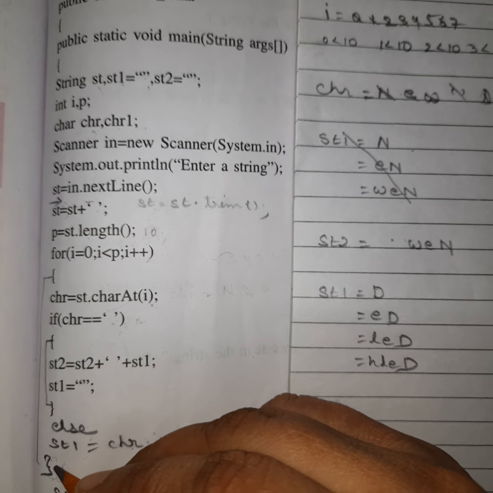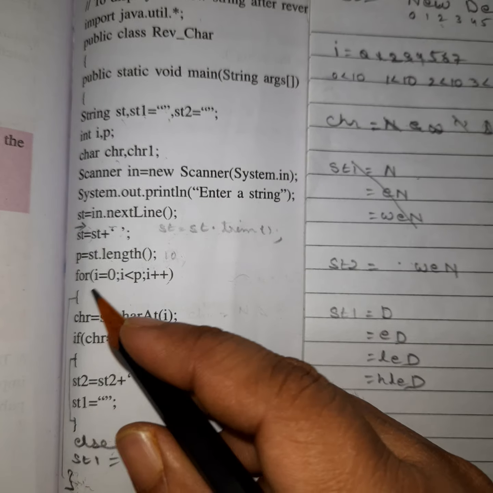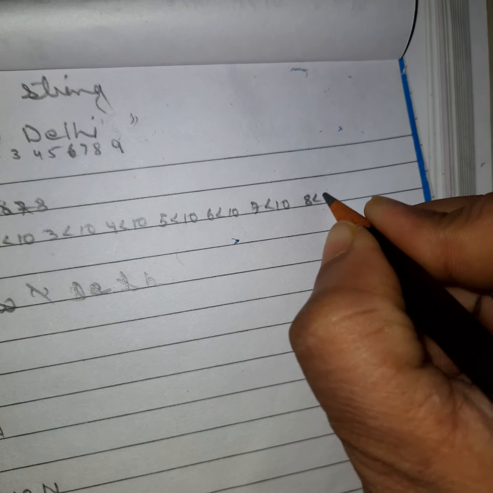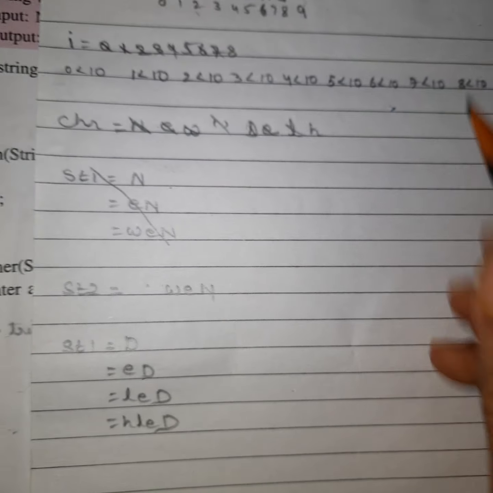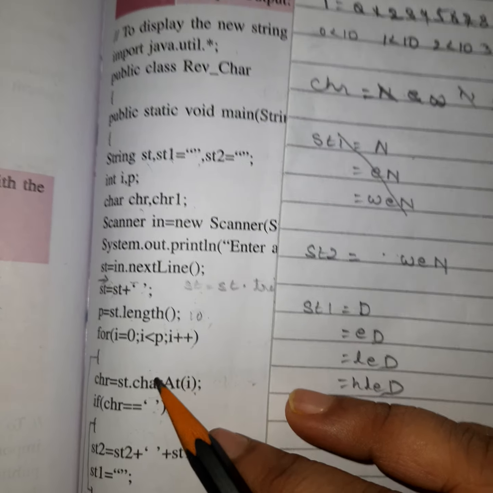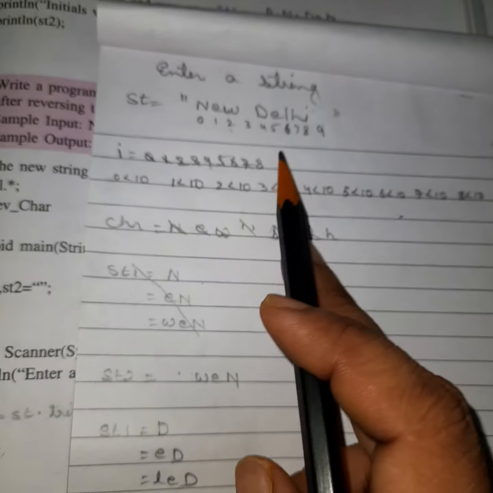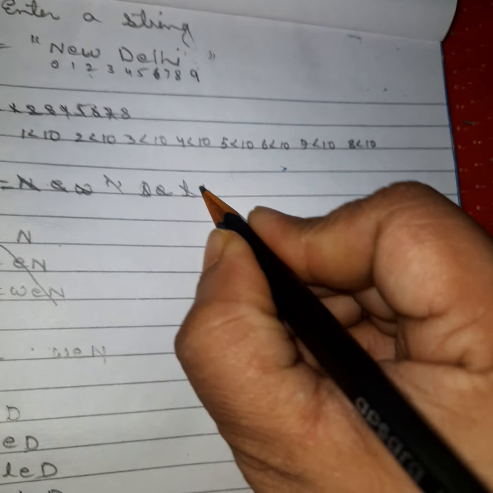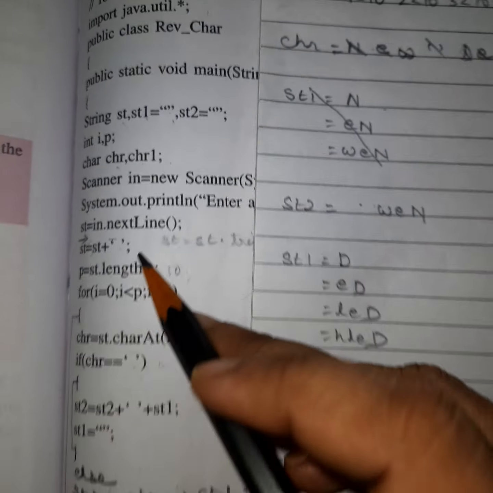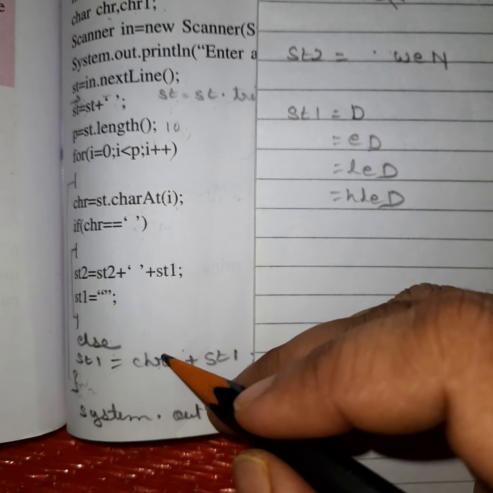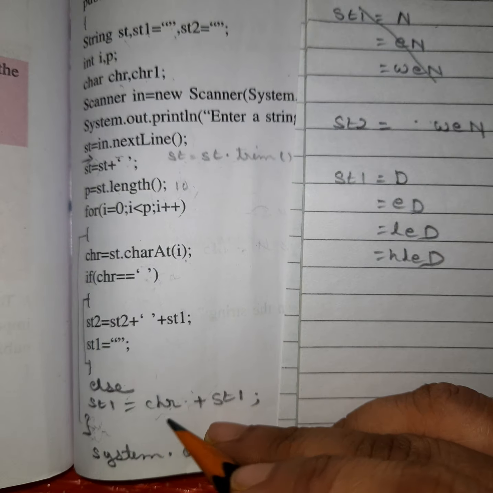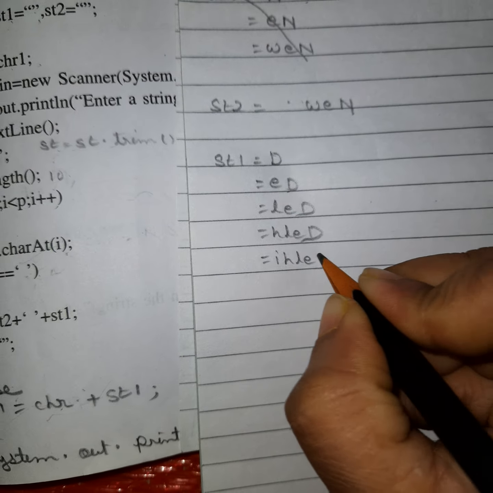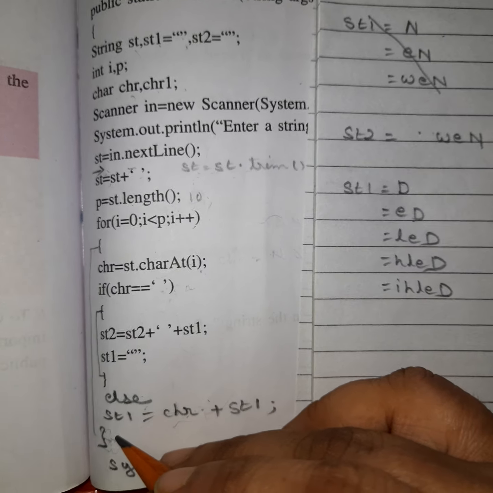Now again it will come here. Now I is 8. 8 is less than 10, condition true. So it will come to character at 8th position. In my 8th position, what is there? I. I is not a space, so it will come to this part. So it will be I, H, L, E, D. Now here it will come.